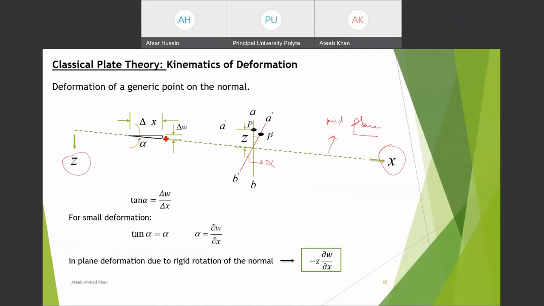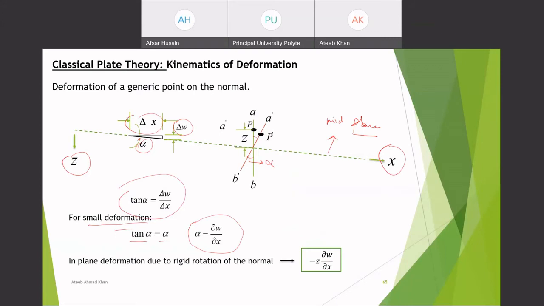Now if you take the tangent of this angle alpha, it will be equal to delta w upon delta x. Since we are talking about small deformations, tan alpha will be equal to alpha. So alpha is equal to del w upon del x. Here I have changed from delta to del because we are talking about a small deformation. The earlier equation was written for large deformations and this equation is written for small deformation. So alpha will be equal to del w upon del x.